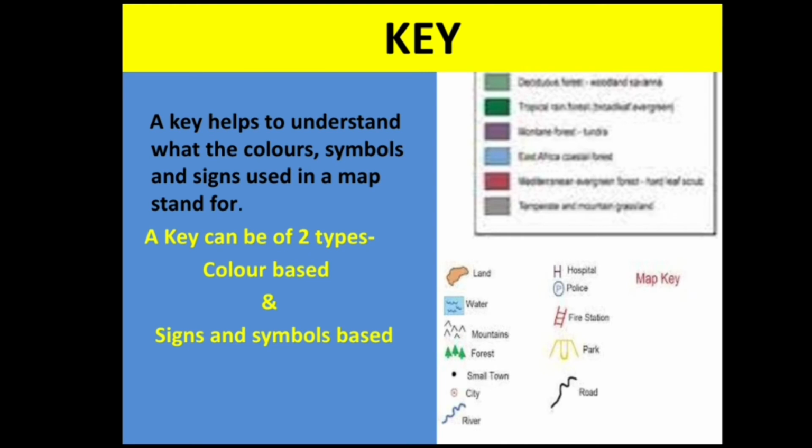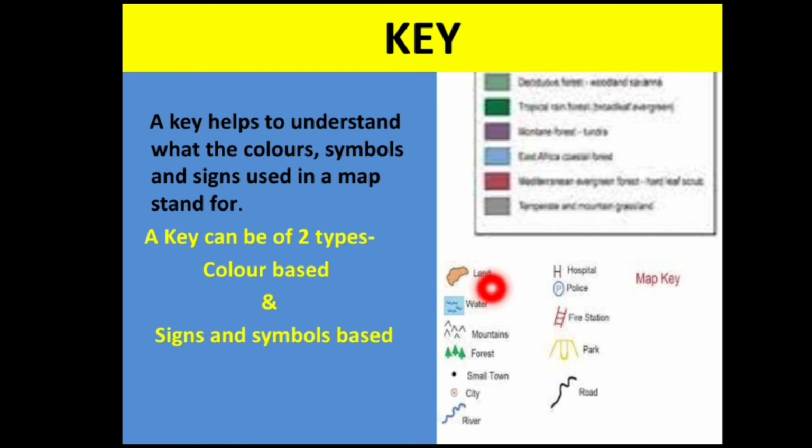Next is key. Key helps us to understand what the colors, symbols and signs used in a map stand for. It means when we are using different colors to show different information, we have to make the key that green color is showing this information, brown color is showing this information, like this. And for the symbols used on the map, we also have to show which symbol is representing which kind of information. So in this way key is also very helpful.